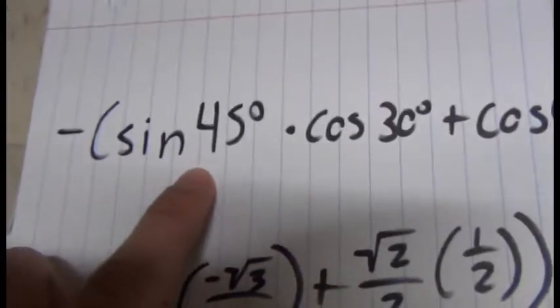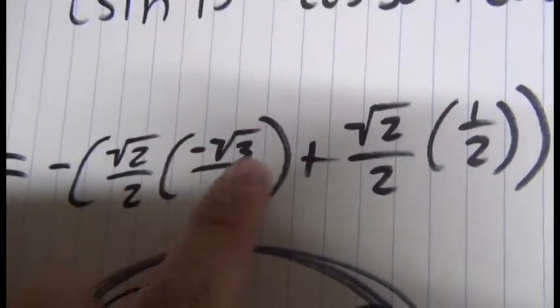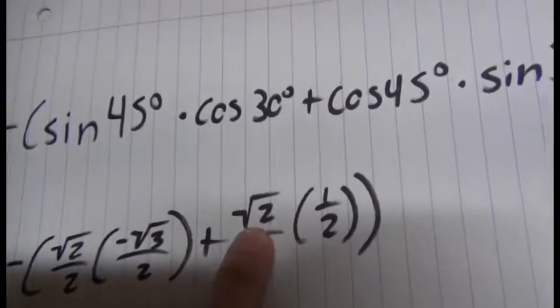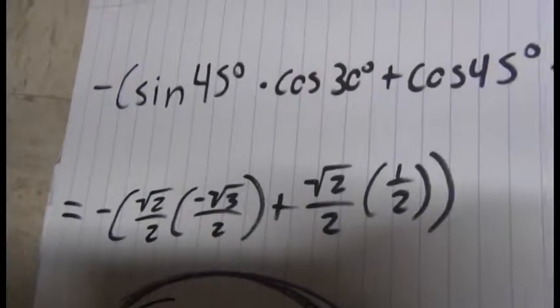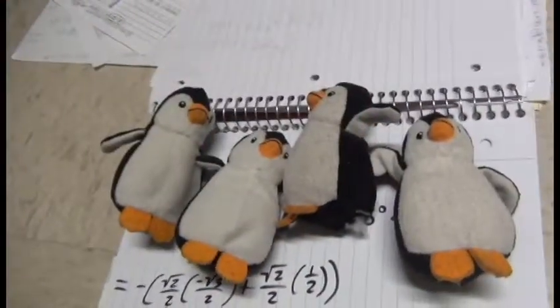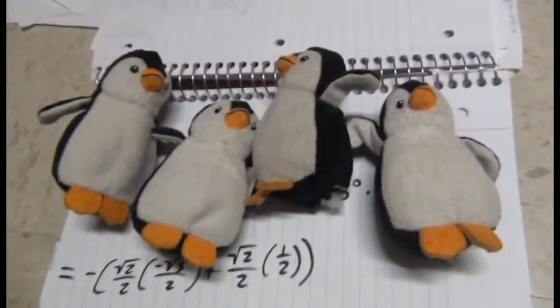Now, moving on, we should have found the sines and cosines of these angle measurements, which will leave us with this. Negative square root of 2 over 2, that would be sine of 45 degrees, times negative square root of 3 over 2, which is the cosine of 30 degrees, plus square root of 2 over 2, which is cosine of 45 degrees, times 1/2, which is the sine of 30 degrees. There's four different numbers, four penguins, and you're supposed to combine them to get the final answer.